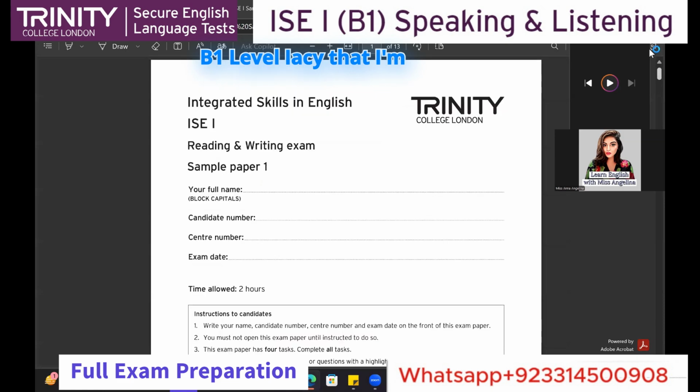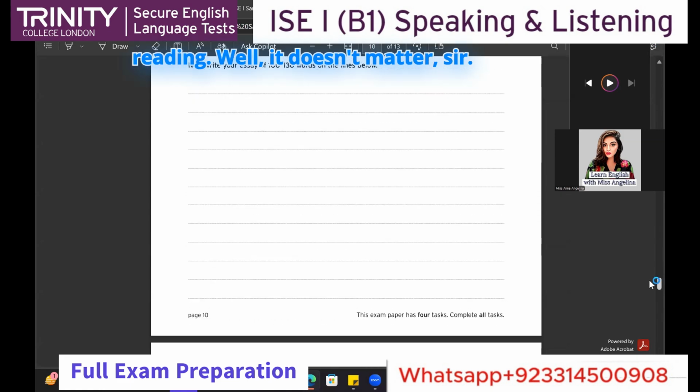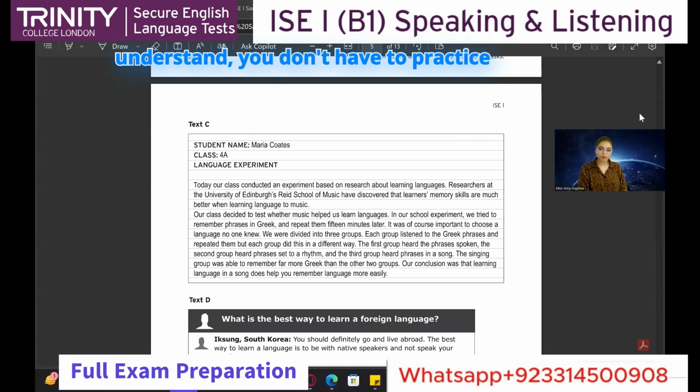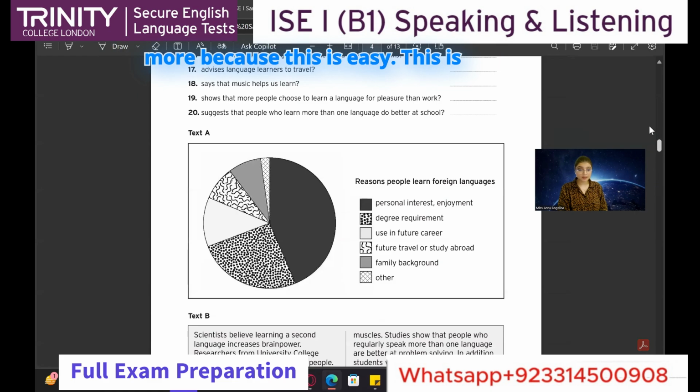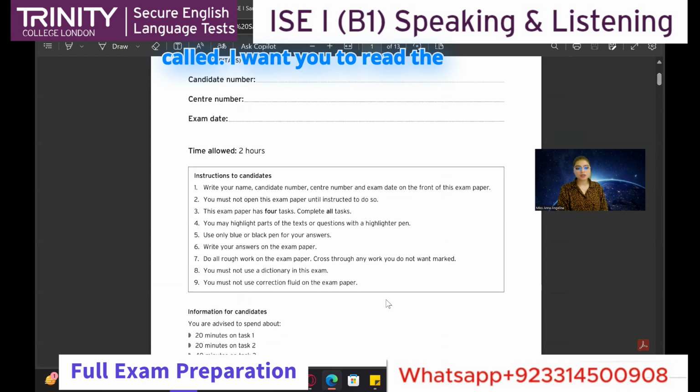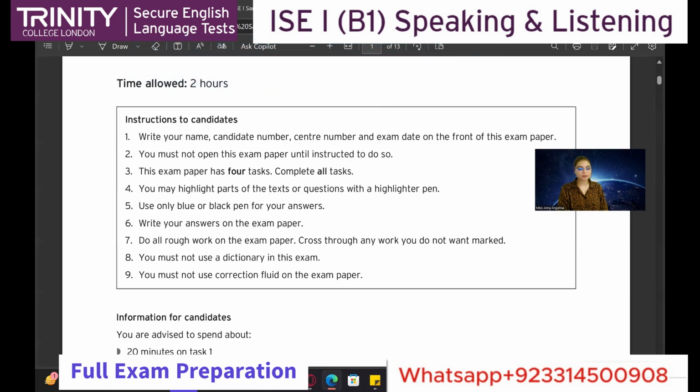B1 level ISE I reading. Well, it doesn't matter, sir. The basic thing is you need to understand the pattern of the test here. Once you understand, you don't have to practice more because this is easy. This is something that you already know. I want you to read the instructions for the exam quickly.